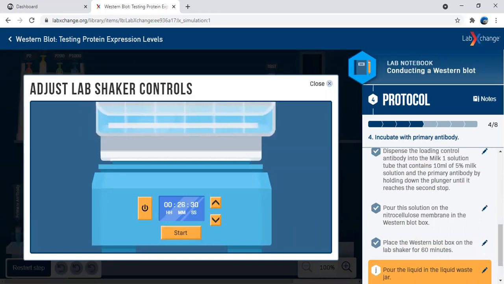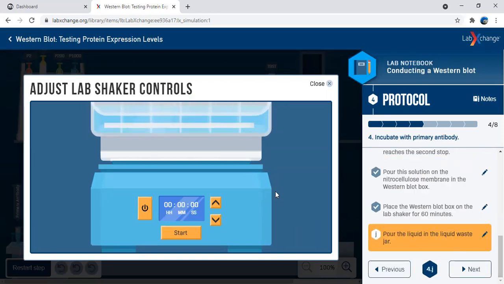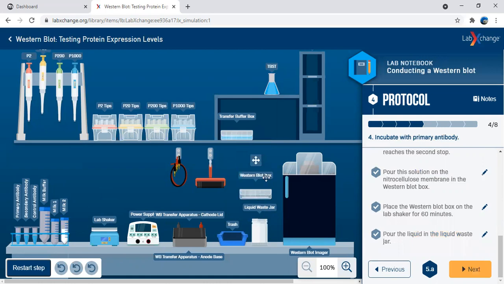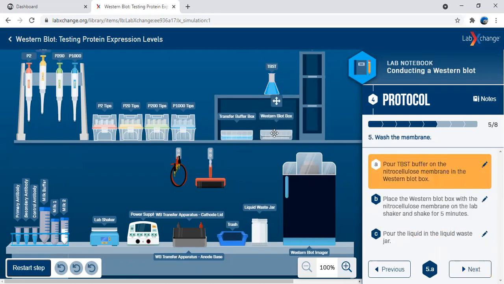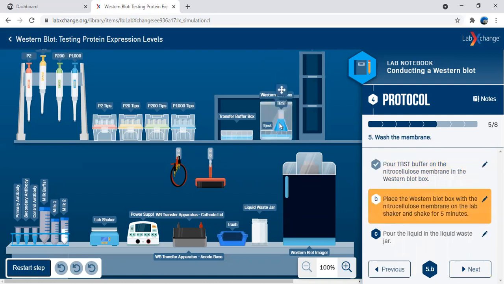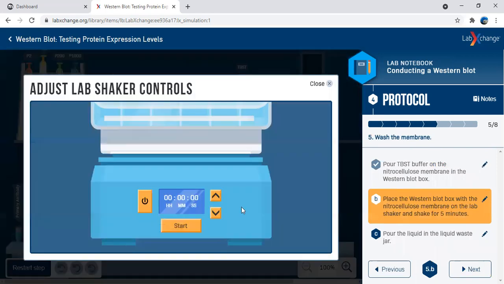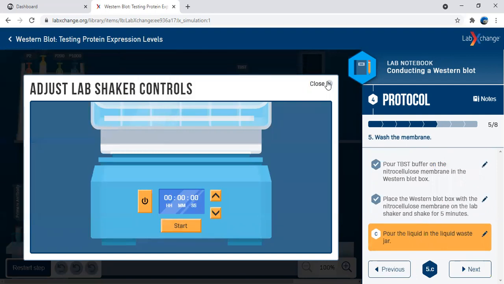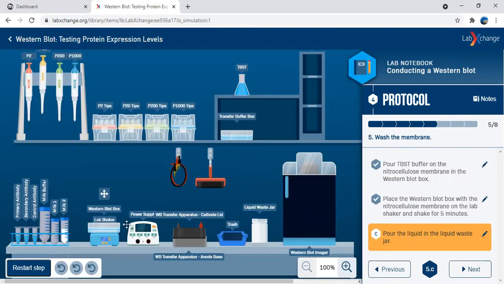Now I gotta pour the liquid in the liquid waste jar. Now I gotta wash the membrane by pouring some buffer. Put it in the shaker for 5 minutes. We will need to repeat this 3 times. Okay. Now I gotta put it in the liquid waste jar.